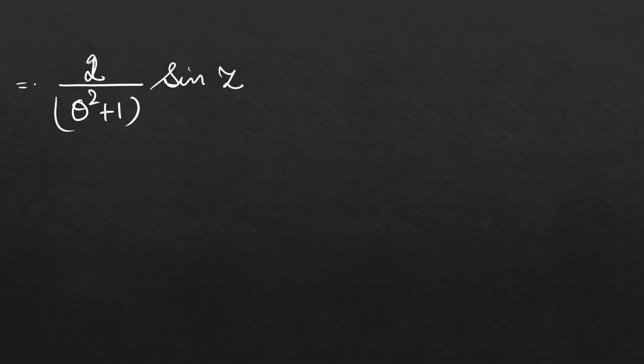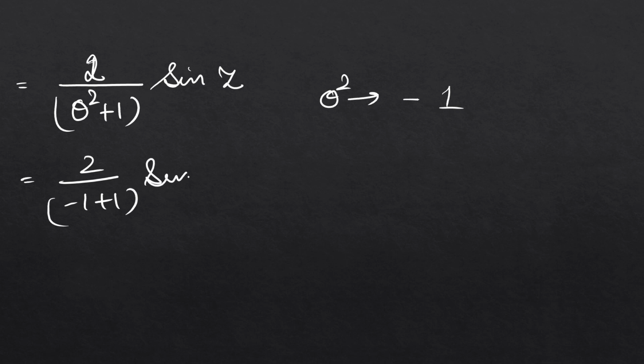Now we have done in our last videos how to solve this: theta squared is replaced by minus alpha squared. Here the value of alpha is 1, so theta squared is replaced by minus 1. So it means 2 times 1 by (minus 1 plus 1) sine z, which means the denominator is 0. If the denominator is 0, that is 1 by 0, this test fails.